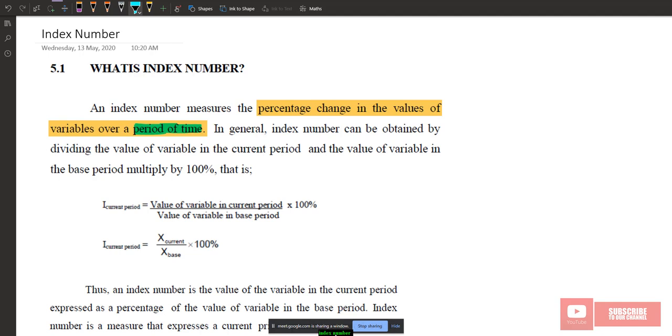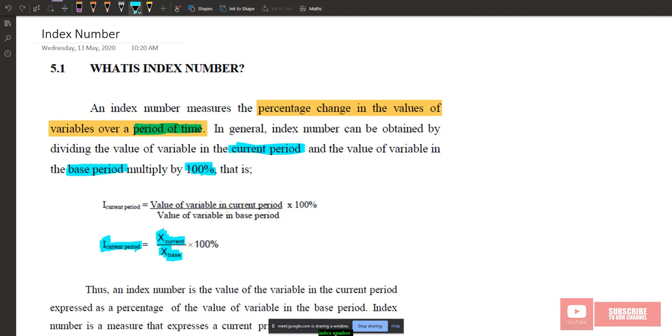Period of time. So in general, index number can be obtained by dividing the value of the variable in the current period by the base period, and multiplying by 100%. So index number is usually presented in percentage, right? This is the symbol for index number, which is I for current period. So the value of the current period is divided by the value of the base period. Base period means the year, or the time, that we want to compare.